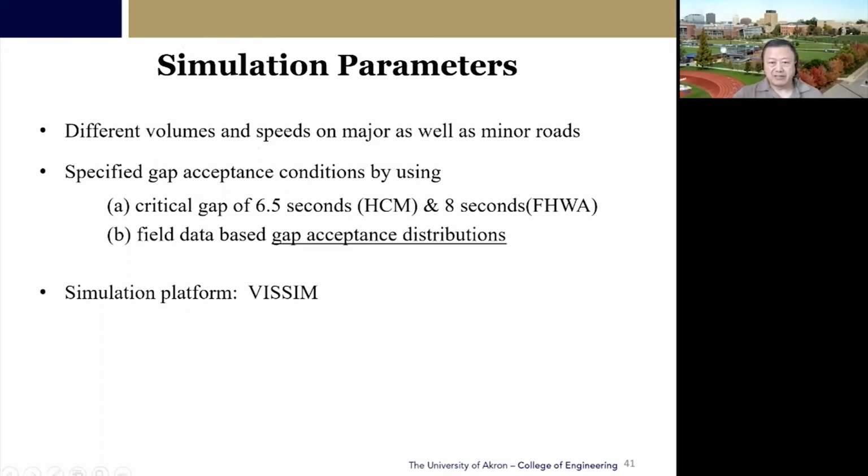6.5 versus 8, that's the critical gap we assume after our safety warning system is installed in the auto driver vehicles. Then we compare that with the field data-based gap acceptance distribution. This is a very important concept that I want to mention, because many studies do not consider this. What do we mean by field data-based gap acceptance distribution?